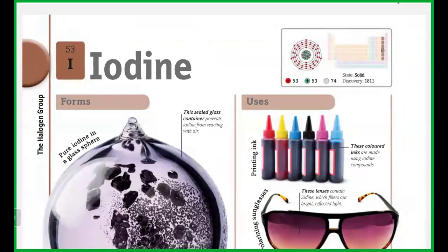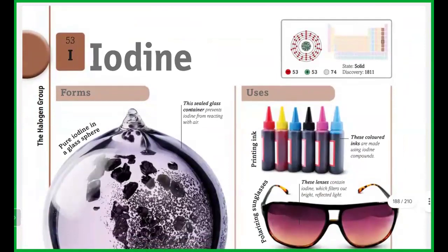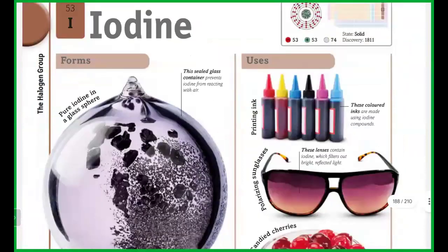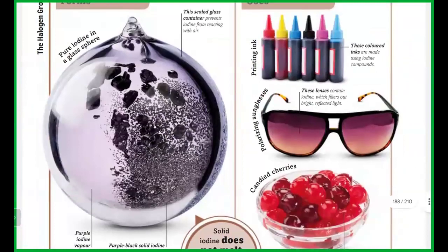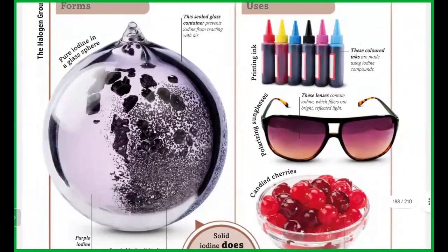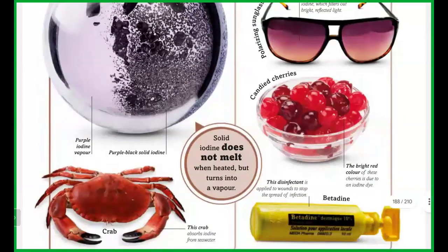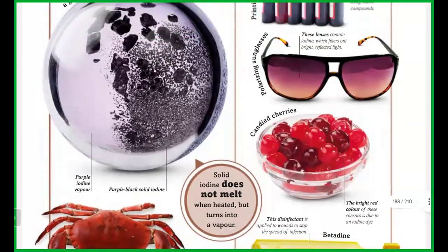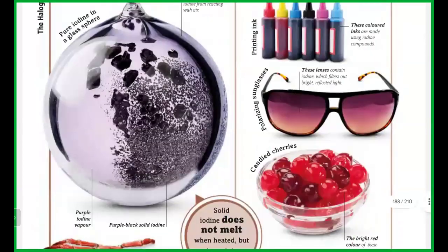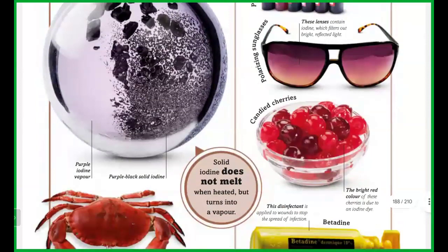which has atomic number 53, and the symbol is I, spelled I. And now it's in solid form. The sealed glass container prevents iodine from reacting with air because it's highly reactive. That's why it needs to be sealed. Solid iodine doesn't melt, but when heated, it turns into a vapor. Even though it's solid, it won't melt.